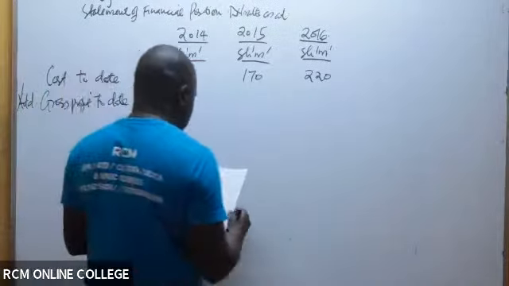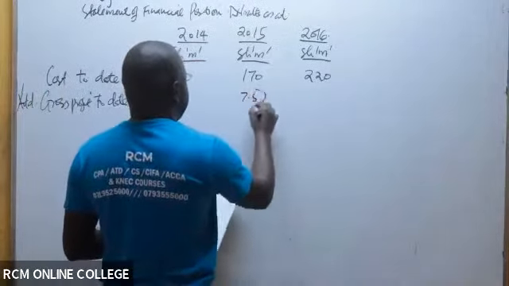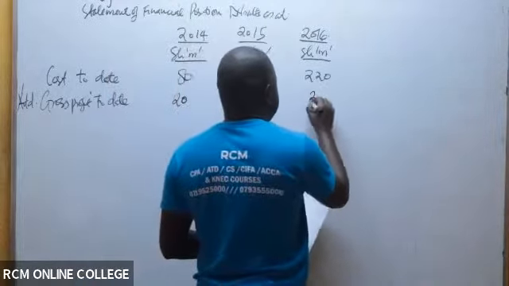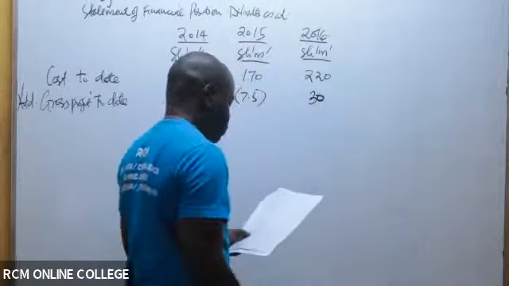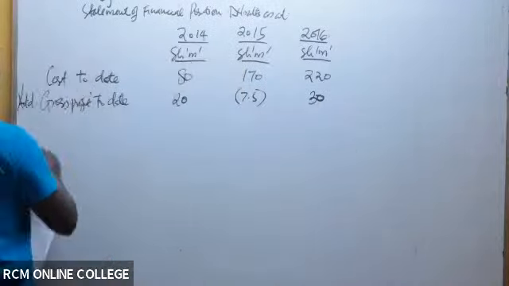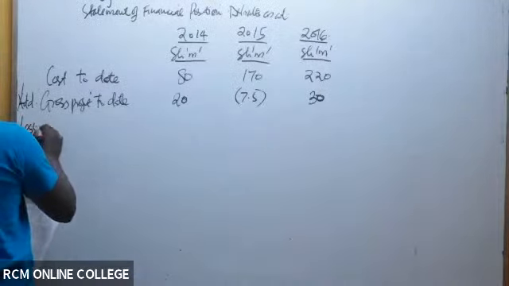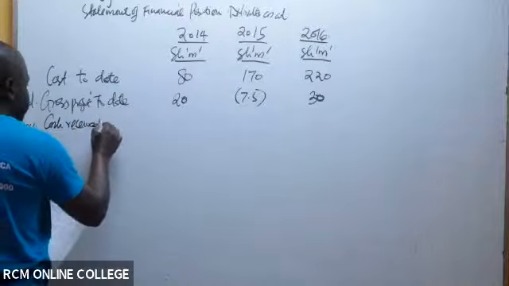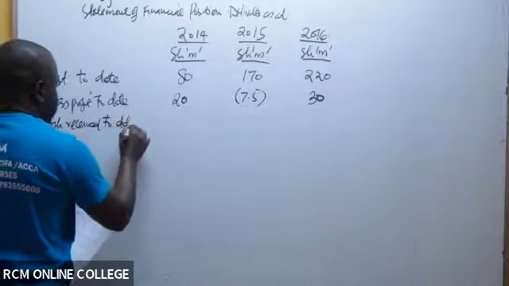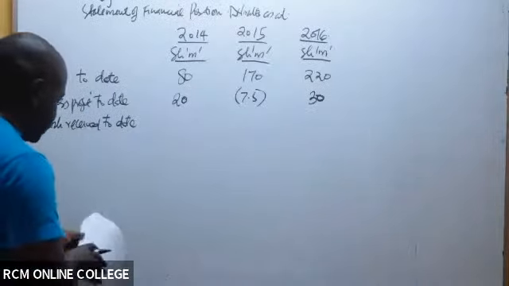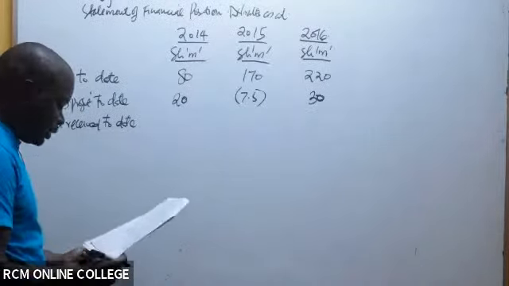So for this one, it was 7.5, which was not a profit but a loss. For this one, it was 30. Then you less the cash received to debt. You less the cash they have actually been paid to debt. So the cash received to debt, you've been given in the question there.